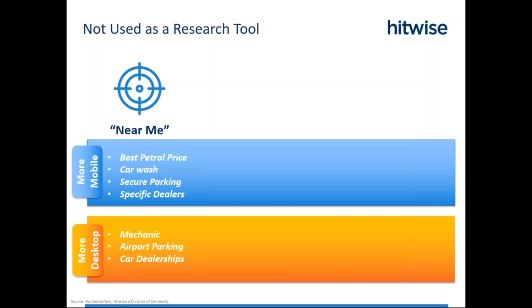In the desktop, they're looking for mechanic, they're wanting information on airport parking, but they're also looking at car dealerships, and this is where they'll put it in a broader sense. So they'll type in Volkswagen dealerships, so they won't actually put a suburb next to it or the name of the dealership. It's as broad as that.